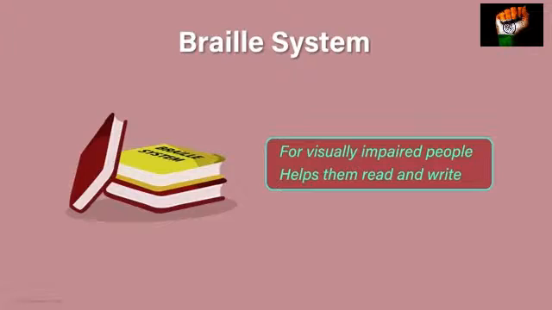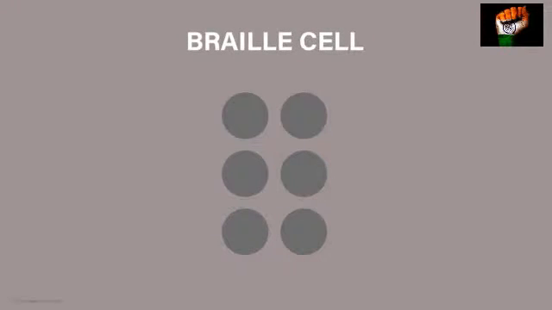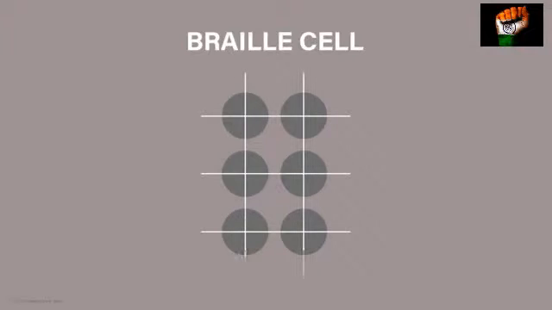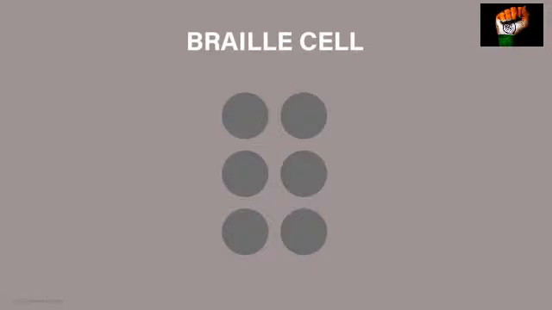Let us study more about the system. The basic structure of the system starts with the Braille cell. As you can see, it's a cell with 6 dots arranged in 3 rows and 2 columns. These dots are numbered 1, 2, 3 from top to bottom on the left and 4, 5, 6 from top to bottom on the right.